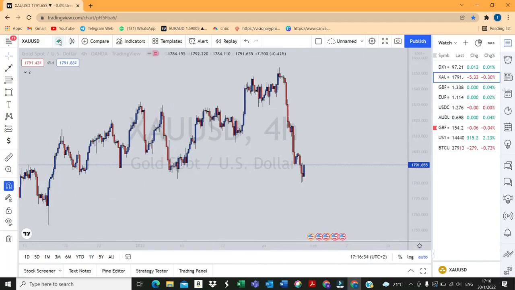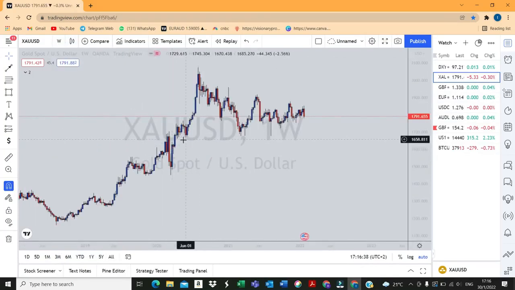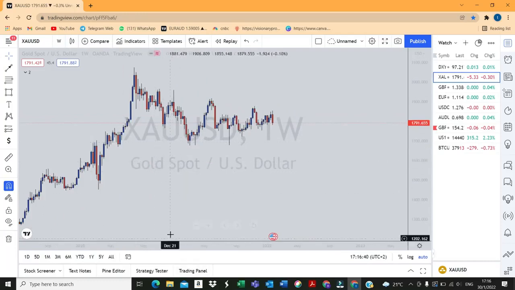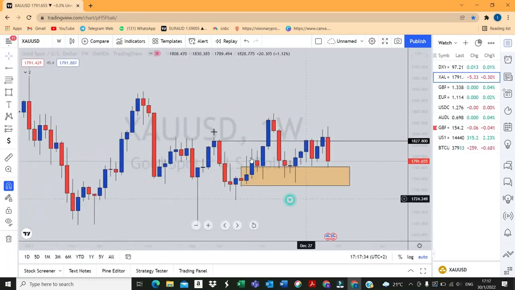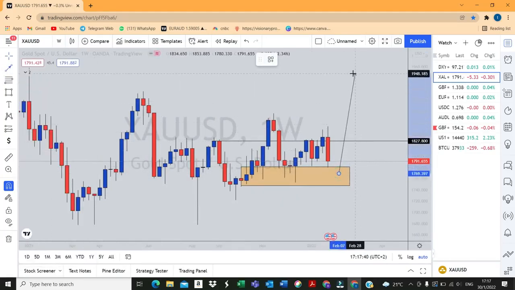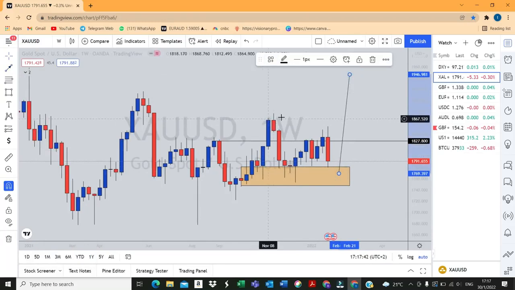So on gold, we also have to start on the weekly time frame. Let's go to the weekly time frame and see what we have. All right. So this is what we have on the weekly time frame. This is what I'm expecting on gold according to the weekly time frame. I still expect the bullish movement to take this high or to create new highs from this point, right?